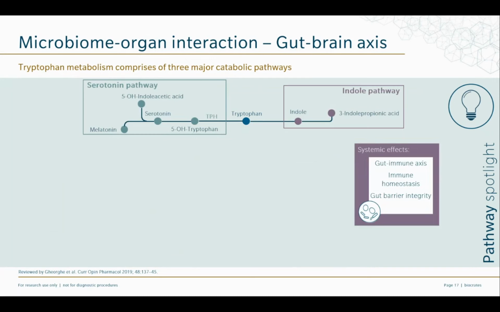Along the indole pathway, various gut bacteria metabolize tryptophan into indole and its derivatives. These metabolites are all signaling molecules of the gut immune axis. Some play a role in immune homeostasis, and others maintain intestinal barrier functions. So overall, the gut-brain axis can play a crucial role in severe neuropsychiatric disorders such as depression or autism, as well as neurodegenerative diseases like Parkinson's or Alzheimer's disease.